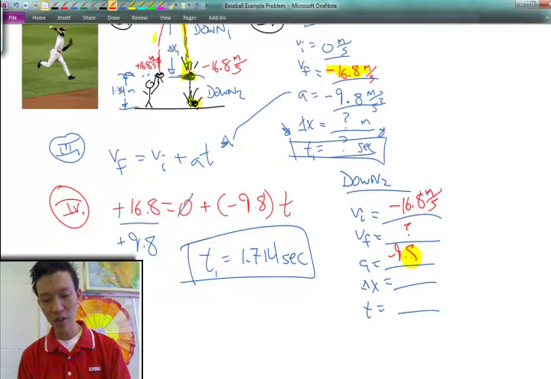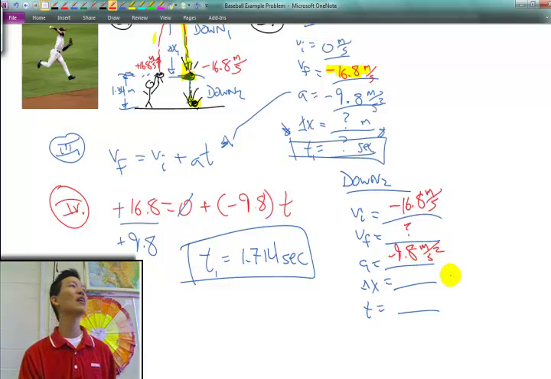A is still negative 9.8. We should still be on Earth. Gravity shouldn't change. If you can change gravity, you are awesome. Come see me. I will give you extra credit because you'll probably win the Nobel Prize. I'll become your literary press agent. I'll just take like 5% off the top. Nothing else there, okay?